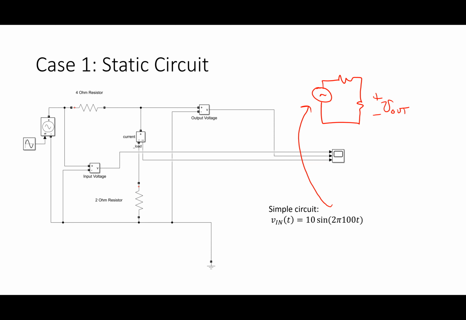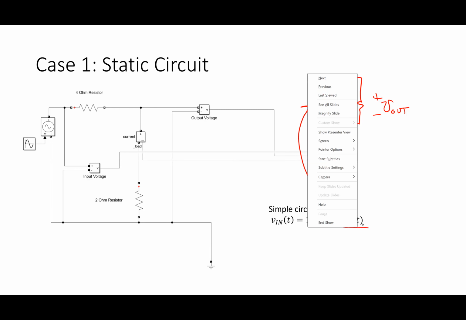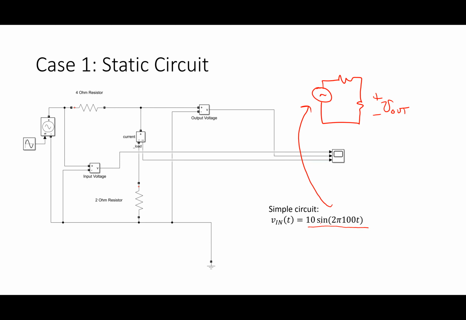If V in is 10 sine 2 pi 100t, what will its frequency be? And will it be shifted left or right? What will be the frequency of V out? Wouldn't the frequency be the same? Yeah, the frequency would be the same. And would it be shifted? No, right? Because when we're talking about resistive circuits, everything lines up.